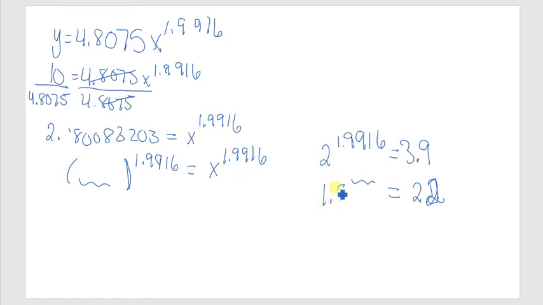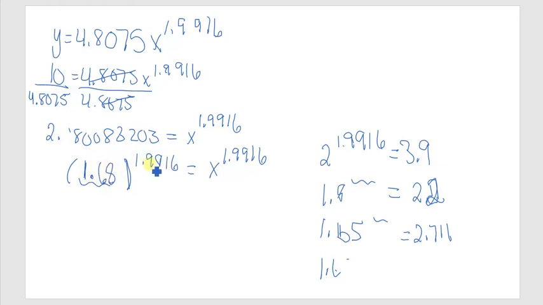So let's go 1.8. Too big. 1.7, too big. 1.6 is too small. So let's go 1.65 to the 1.9916. I get 2.711. So we're getting closer. I'm going to be happy with this: 1.68 approximately.